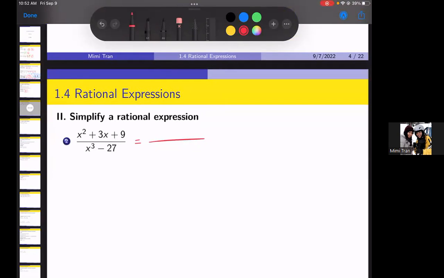Product is 9, sum is 3. What are the numbers? The product is 9, either 1 and 9 or 3 and 3, right? But those 2 pairs are not going to add up to 3, so it's prime. What we're going to do is just rewrite it. It's nothing we can do about it. Bless you. It's prime. What about the bottom? You should be able to simplify or factor the bottom.